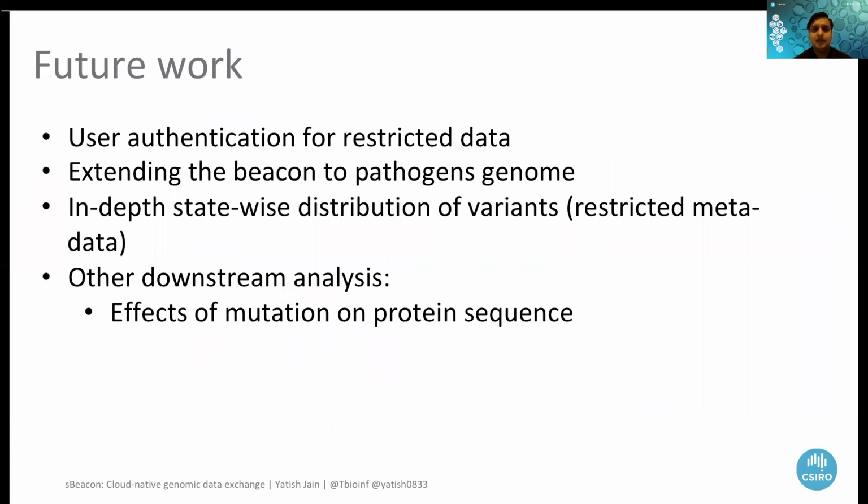We are still enhancing Serverless Beacon. Future work with Serverless Beacon involves working with restricted datasets and allowing only registered users to query these datasets. Extending Beacon to pathogen genomes, more metadata, including state-wise distribution of genomic variants, and downstream analysis like effects of mutation on protein sequence.